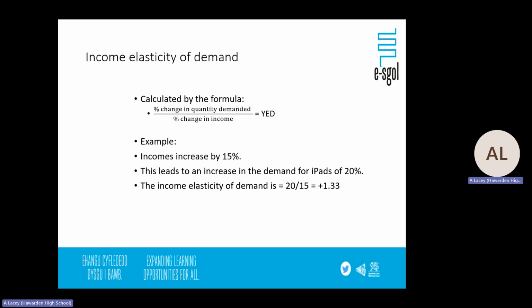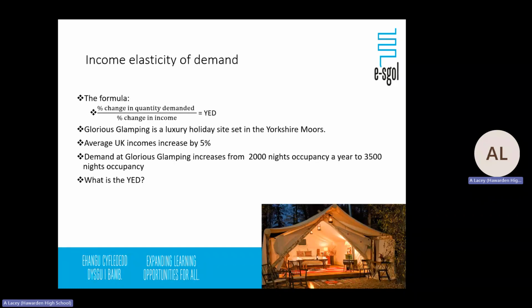Example: income increases by 50%. This leads to an increase in demand for iPads of 20%. The income elasticity of demand is plus 1.33. So looking at Glorious, a luxury holiday site in the Yorkshire Moors, the average UK income increases by 5%. The demand in Glorious increases from 2,000 nights occupancy to 3,500 nights occupancy. What is the YED? So why don't you have a little go at trying to find that out yourself?